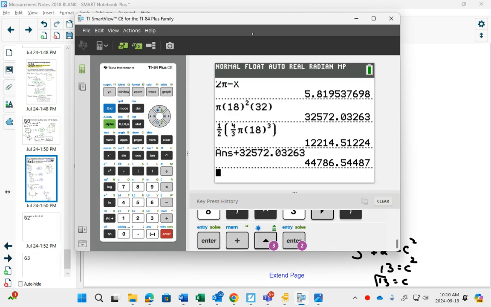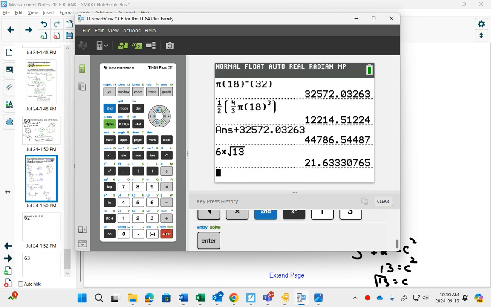So going to my calculator, 6 times the square root of 13 is 21.63.